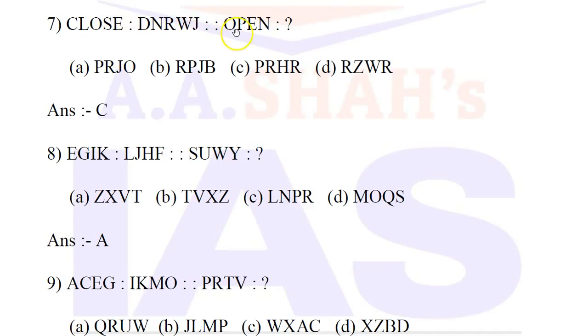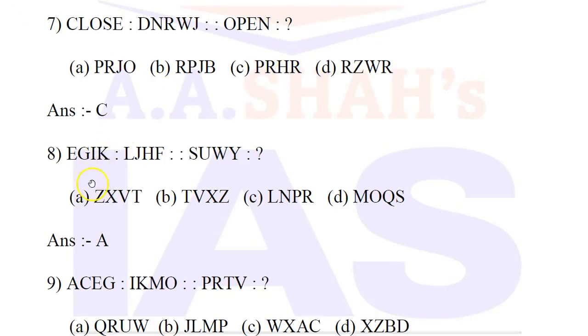Now the same pattern has to be followed here. So O plus 1, the answer would be P. Now P plus 2, the answer would be R. E plus 3, the answer would be H. And N plus 4, the answer would be R. That's why C option PRHR is the correct answer here.